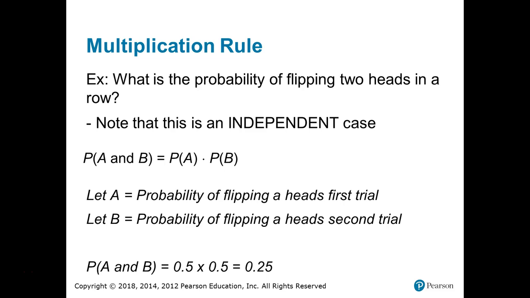So it's independent. When it's independent, we're looking at this equation right here, and the probability of event A and B occurring is just the probability of event A multiplied by the probability of event B. So what do those events mean? Well, we'll let A be flipping a heads on the first flip of the coin, the first trial. And then we'll let event B be flipping a heads on the second trial. So what is our answer? It's 0.5 multiplied by 0.5, which is 0.25. So the probability of flipping two heads in a row is 25%.